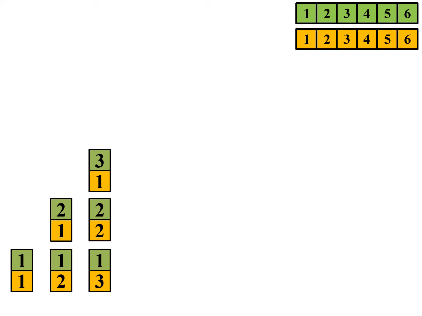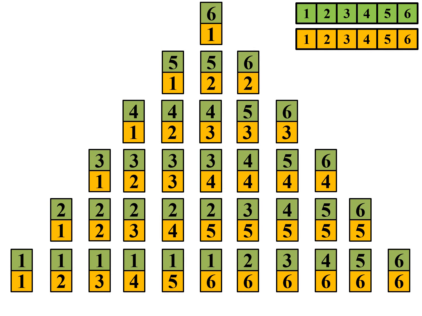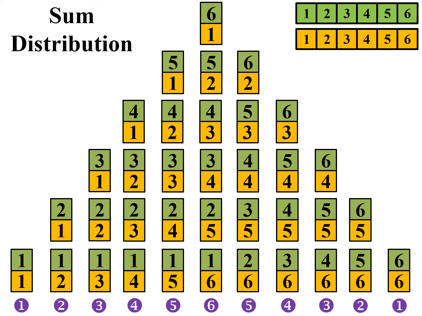Let's put up the rest of the outcomes. Now we'll put the sum distributions along the bottom of this diagram. 1, 2, 3, 4, 5, 6, 5, 4, 3, 2, 1. For example, the sum of 9 comes up 4 times.